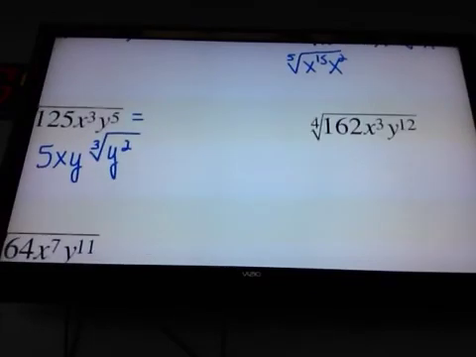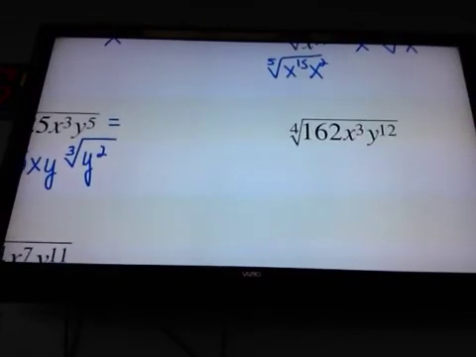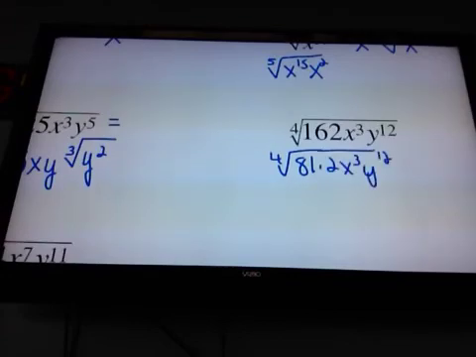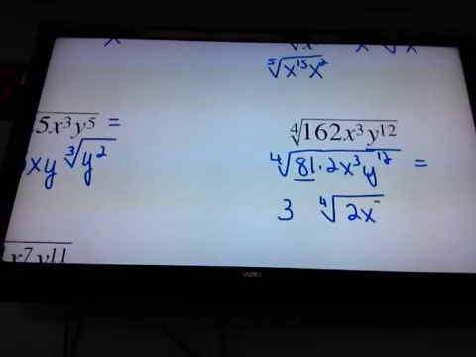Fourth root of 162. 162 is not a perfect fourth root, so that's going to break into 81 times 2. The fourth root of 81, that's a perfect fourth root, that's 3. Fourth root of 2, I don't know. 4 doesn't go into 3, so that x to the third is just going to stay. 4 goes into 12 evenly 3 times, none left over.